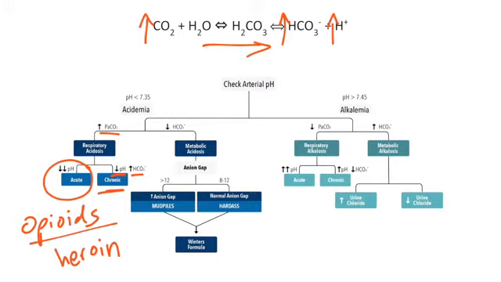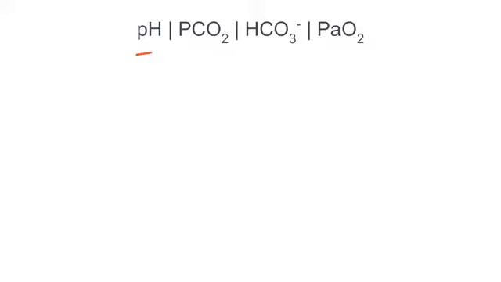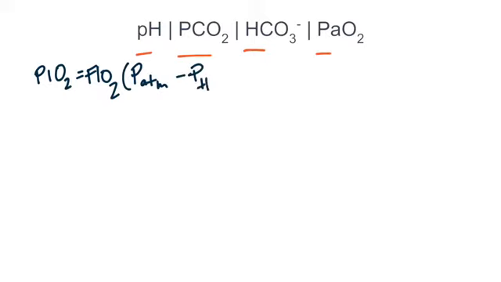Okay, let's move on to another example. How would the pH, PCO2, bicarb, and the partial pressure of oxygen within the arterial system change in a patient who is climbing Mount Everest for the first time? Recall from the chapter on pulmonology that the atmospheric pressure decreases as altitude increases. From the equation PiO2 equals FiO2 times the atmospheric pressure minus the partial pressure of water, we can see that if the atmospheric pressure goes down, then the partial pressure of inspired oxygen also goes down.